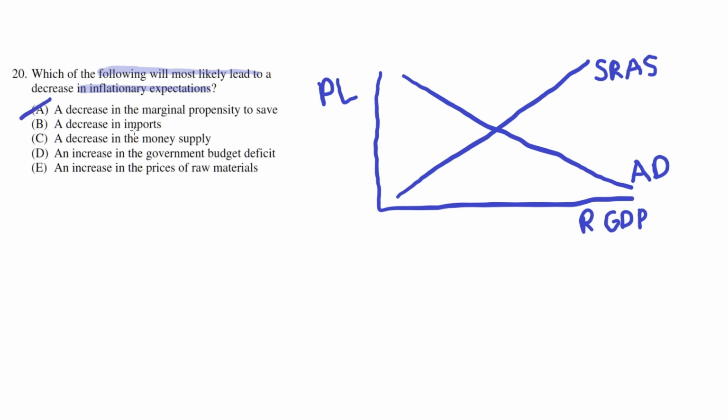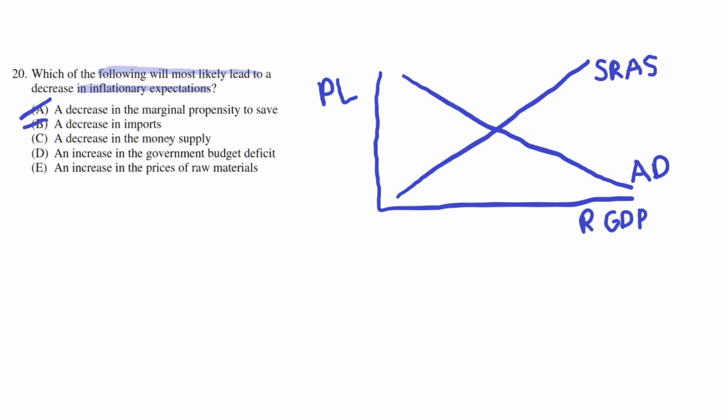B, a decrease in imports. This is incorrect for the same reason as A, because a decrease in imports means that net exports, which is exports minus imports, increases, because imports has decreased. And because net exports has increased, then the aggregate demand will also increase, and this will also result in a shift right in the aggregate demand curve, and likewise a similar increase in the price level and an increase in the inflationary expectations. So B can also be eliminated.